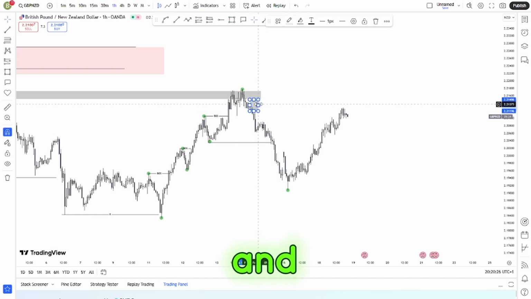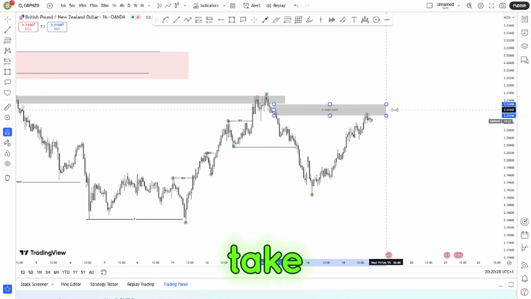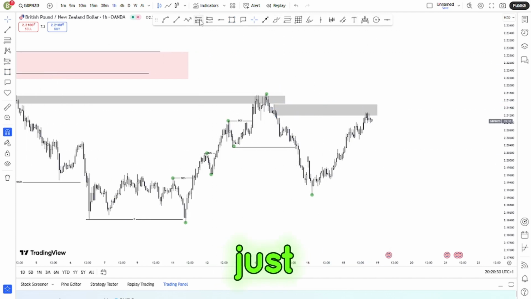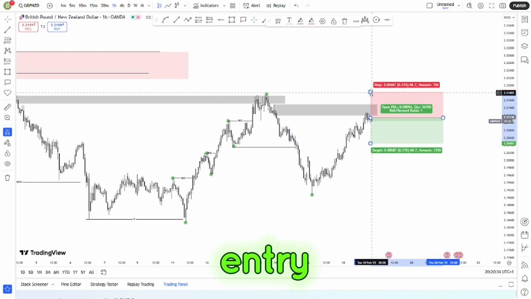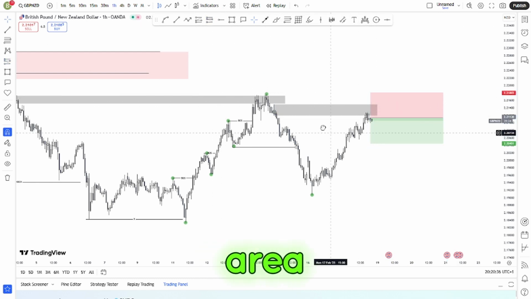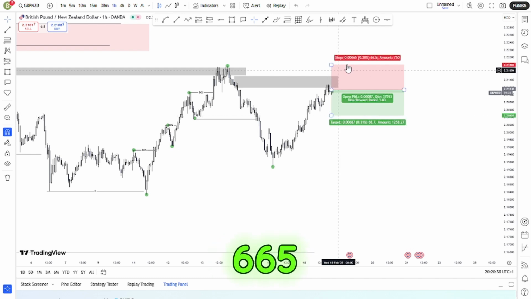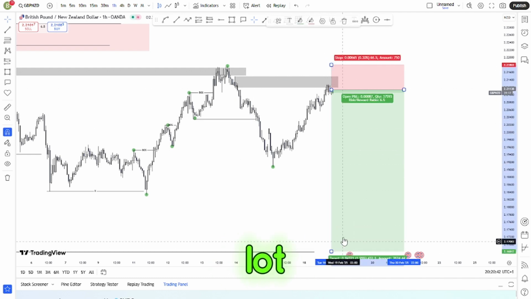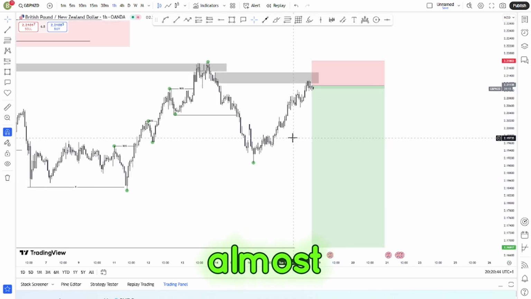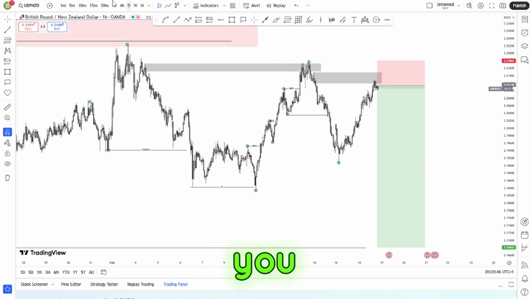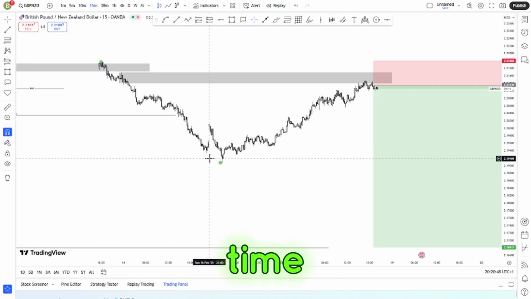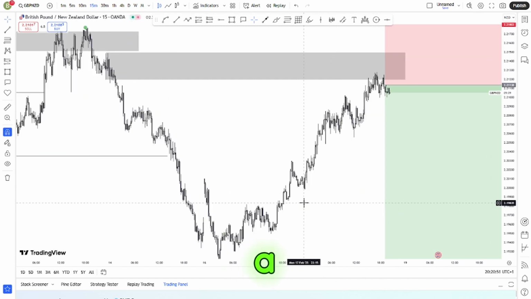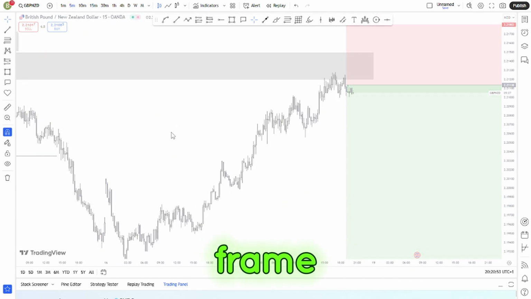It's this one here. And to be safe, you can just take the entry and place your stop loss just above. So let's say maybe you place an entry here, and then your stop loss can be just above this area here, which is big, like 665, and it's a lot, guys. As you can see here, it's almost 66 pips, but you can just move to the 15-minute time frame and try to wait for a lower time frame entry, guys.